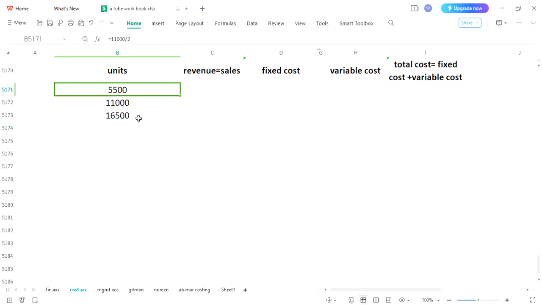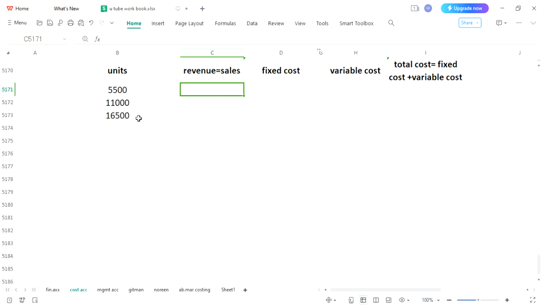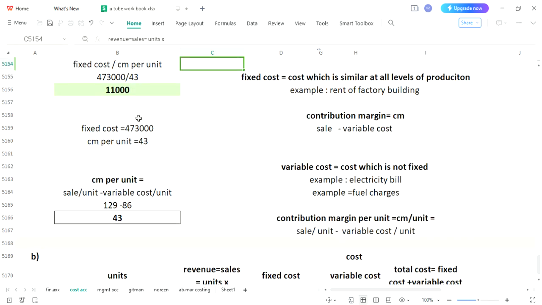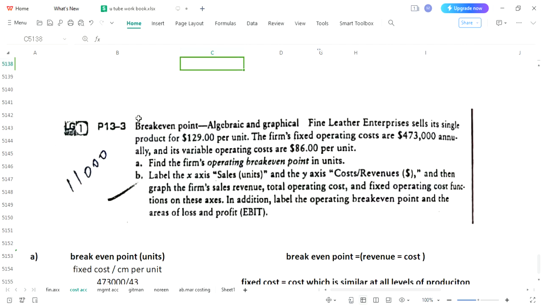So let's calculate our sales, and please understand how to calculate the amount of sales. You will simply take your units and multiply by the per-unit price, and the per-unit price was also present in your question and we can use the same. This is your sale price, 129.